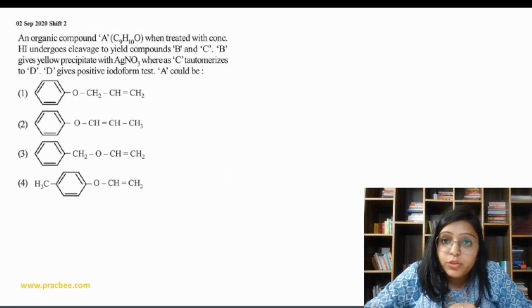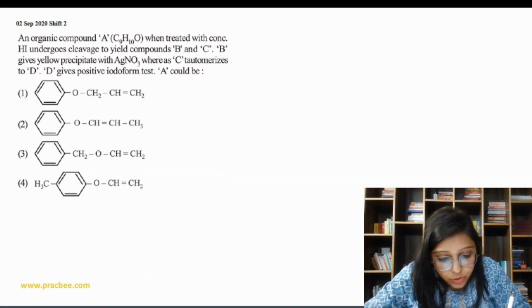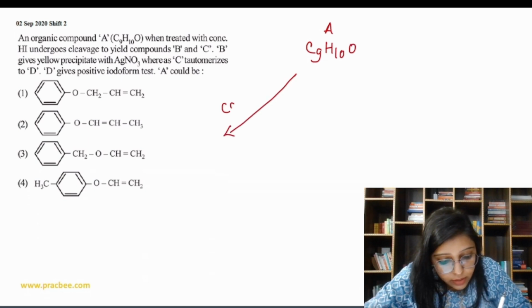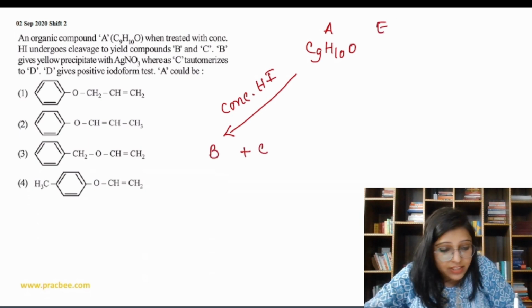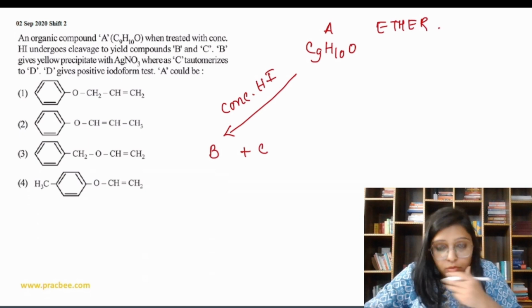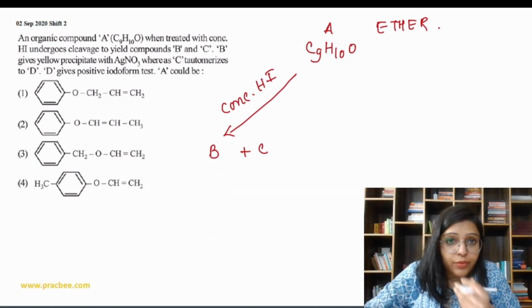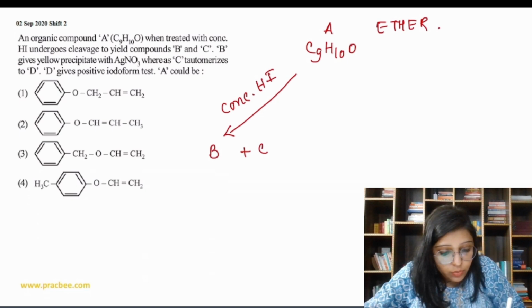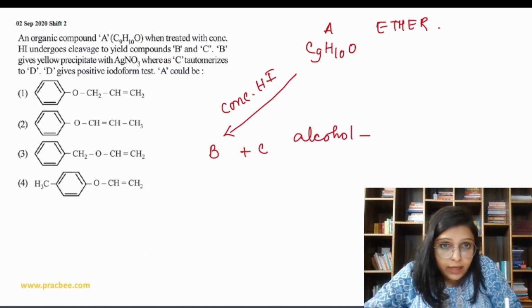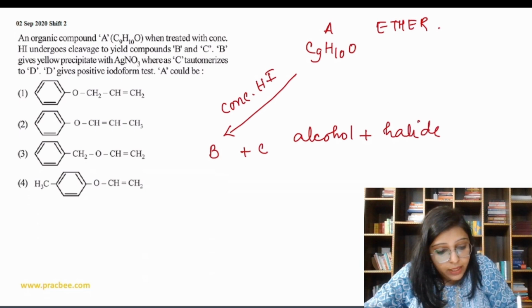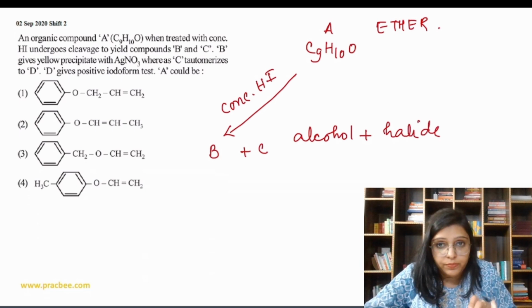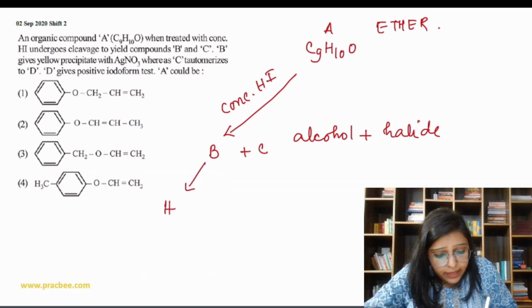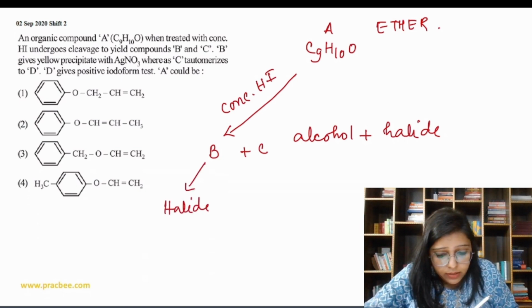Now moving on to this question, we have organic compound A, which is C9H10O. When treated with concentrated HI, it yields compounds B and C. So it means this is an ether. So for an ether, we can get one alcohol and one halide. Now B gives a yellow precipitate with AgNO3. So it means B must be a halide, right? Yellow precipitate with AgNO3. Fine.